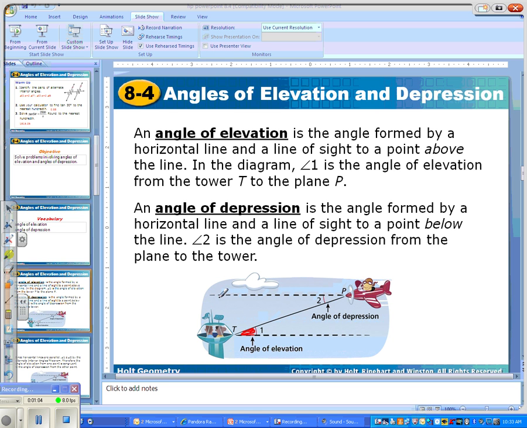And again, here's another parallel line. This is the imaginary horizontal line. It's always parallel with the ground. And this guy is looking down. So this angle right here is your angle of depression. Depression means down, going down. Angle of elevation means going up.